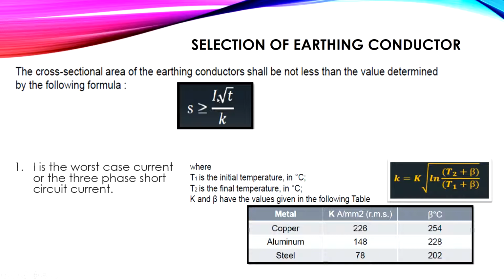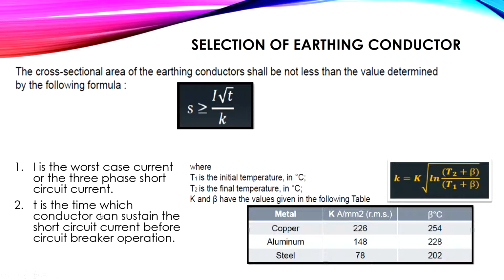I is the worst case short circuit current, okay? When we are talking about the worst case, we are talking about the three phase short circuit current. This earthing conductor should at least withstand this short circuit current for a specific time, which is T. T is the time for which the conductor can sustain this short circuit current before the circuit breaker operation. As an example, if a three phase short circuit occurs and we assume 0.5 second until the circuit breaker switches off the circuit, we put the time equal to 0.5 second. And the current is the worst case short circuit current, obtained from ETAP.